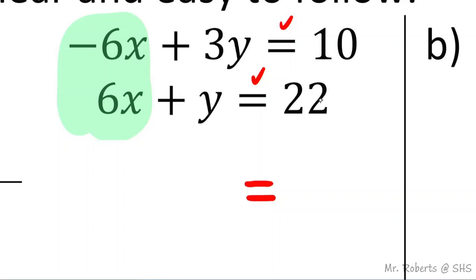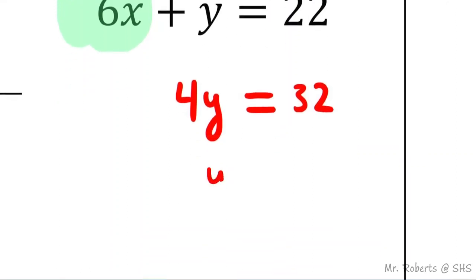On the one side, I've got 22 plus 10, which is 32. Over on the left-hand side, I've got 3y plus y, which is 4y. And then I've also got the negative 6 times x plus 6 times x, which is 0. So that's gone. It was eliminated. Dividing both sides by 4, we see that y must be the value of 8. So we know what y is.